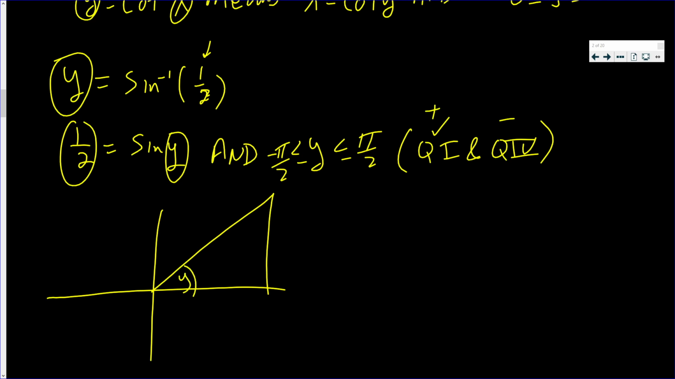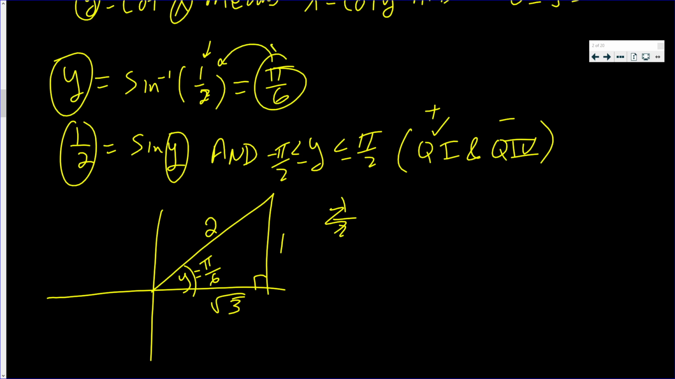And the sine of y is opposite over hypotenuse, 1 over 2. And you should recognize this right triangle: 1, 2, square root of 3. And opposite 1 is 30 degrees, pi over 6. So y is equal to pi over 6. That is your answer. If you interchange these two, it says that the sine of pi over 6 is a half, which is correct.